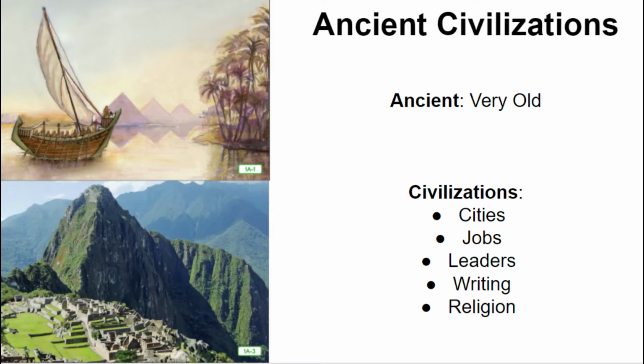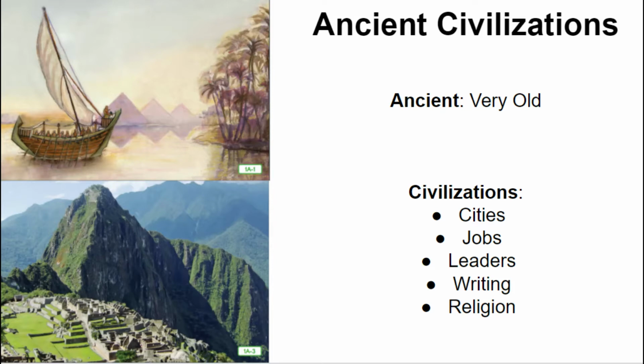Let's talk about ancient civilizations and what those words mean. The word ancient means very old, and the word civilization is an advanced or very developed society that often has cities, farming, leaders, writing, and religion. So an ancient civilization is one that is very old and was formed many, many years ago.